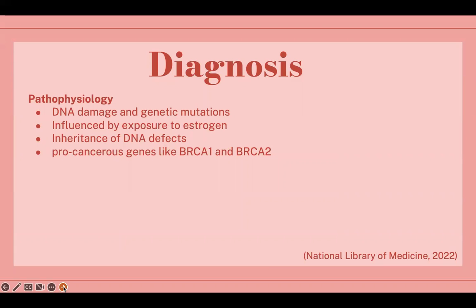In this slide, we go through the pathophysiology behind the development of breast cancer. In DNA strands, there are procancerous genes called BRCA1 and BRCA2. Due to DNA damage and genetic mutations, there can be an inheritance of DNA defects due to the influenced exposure to estrogen.